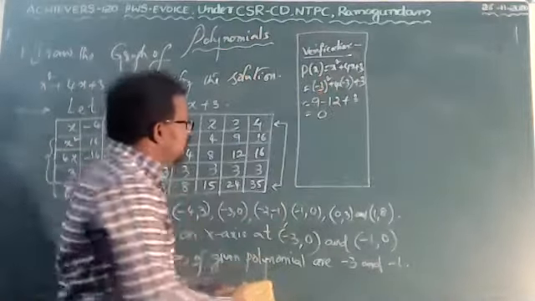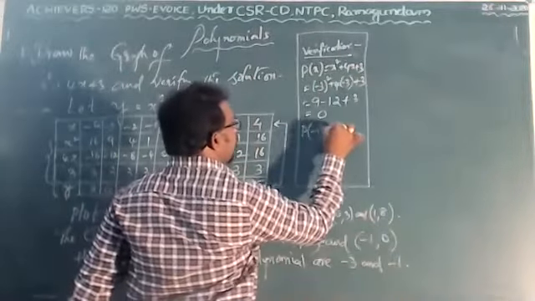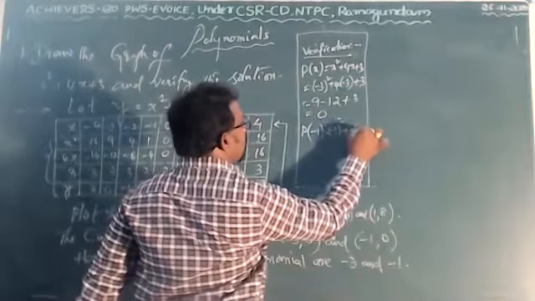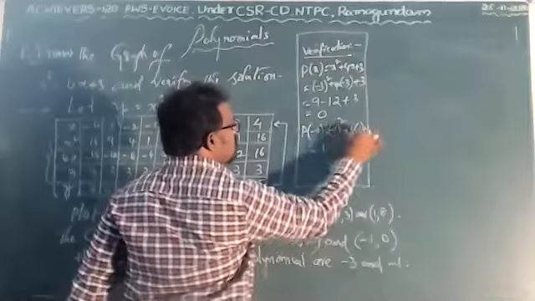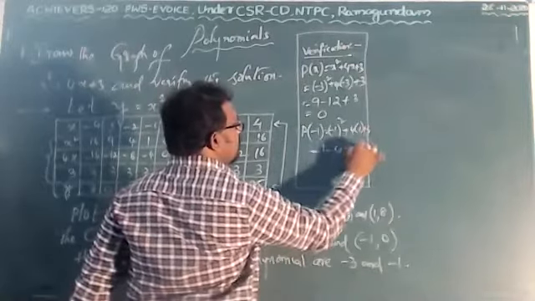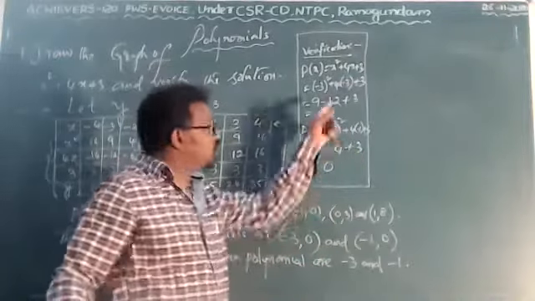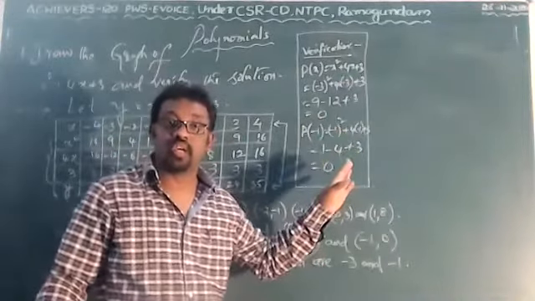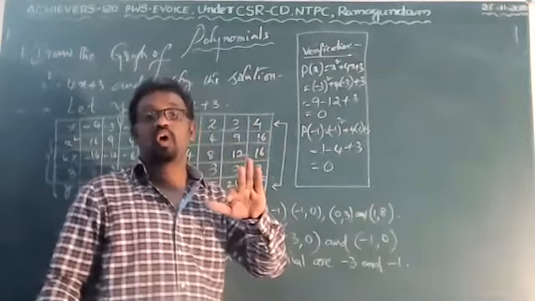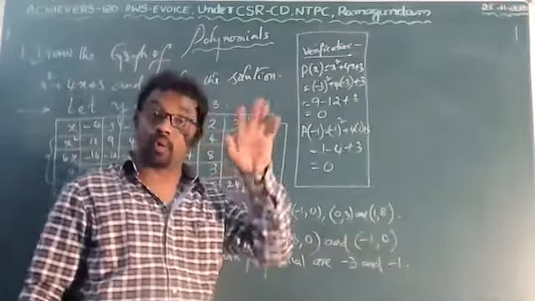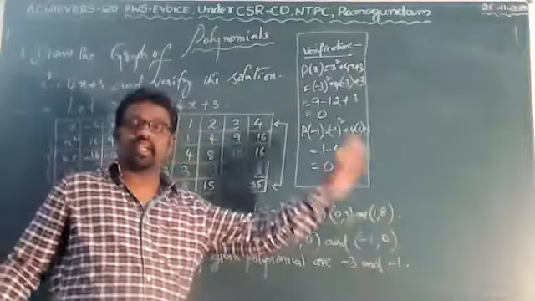Same like that, one more. P of, what is next? -1. -1 whole square plus 4 into -1 plus 3. -1 whole square is plus 1. Plus into minus is minus 4, plus 3. 1 plus 3 is 4. 4 minus 4 is 0. In the verification, if the result becomes 0, then that is called a zero of the given polynomial. Hence the zeros of your polynomial are -3 and -1.